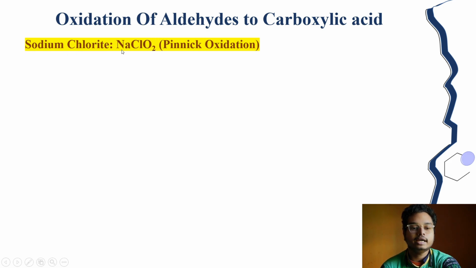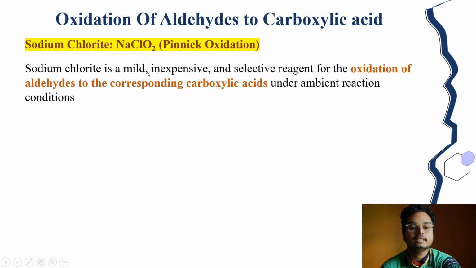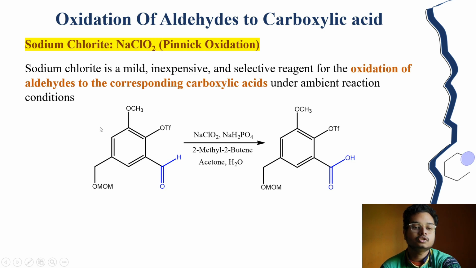So sodium chlorite, NaClO2, is what is called the Pinnick oxidation reaction. Sodium chlorite is a mild, inexpensive and selective reagent for the oxidation of aldehydes to their corresponding carboxylic acid under ambient reaction conditions. And this question comes in the NET exams also. So this is the structure. Now in the presence of sodium chlorite, with an acid, H+, NaH2PO4 and 2-methyl-2-butene, the aldehyde is converted to the corresponding carboxylic acid.